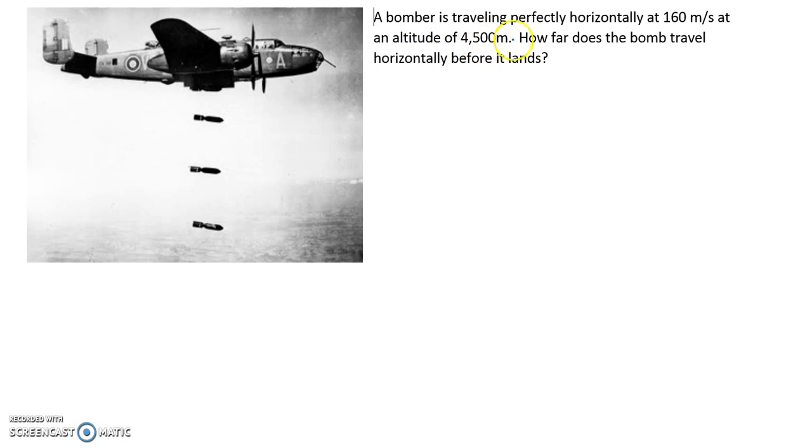So we've got a bomber traveling perfectly horizontally at 160 meters per second, at an altitude of 4,500 meters. How far does the bomb travel horizontally before it lands?